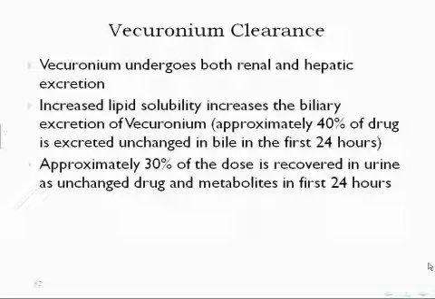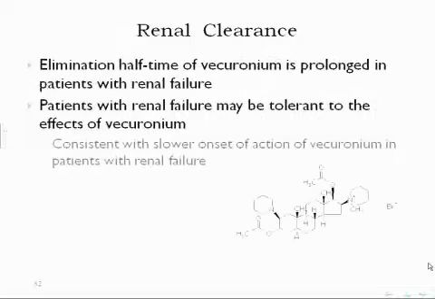The clearance goes both renal and hepatic, but mostly hepatic, because of its lipid solubility. It requires more of the liver to get rid of it. Okay, about 40% of the drug is unchanged in the bile in the first 24 hours. The biliary tract is important for removal of vecuronium. Approximately 30% of the dose is recovered in urine as unchanged drug in the first 24 hours. Renal clearance: the elimination half-time of vecuronium is prolonged in patients with renal failure.